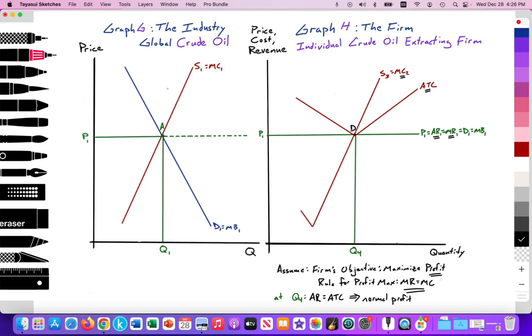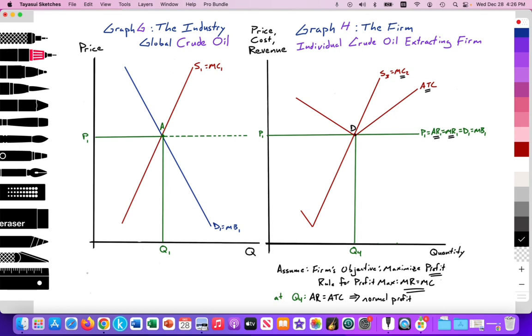So when you draw perfect competition, this should be the first thing that you draw. This is your foundation. Supply and demand, point A, price, quantity in the industry, and for the individual firm, point D, intersecting with their supply curve, intersecting with ATC at its lowest point, and intersecting with the perfectly elastic price.